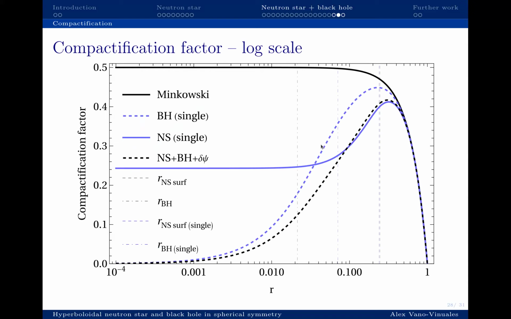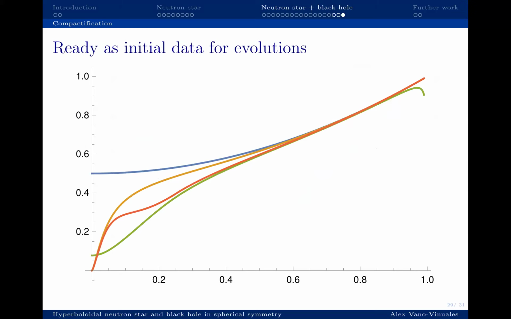And also I'm plotting here, in black, the location in terms of the compactified radial coordinate of the horizon of the superposition, and here in black would be the surface of the neutron star. And okay, so that's basically the contents of what I've been working on. And the next step will be to actually express my initial data in terms of this.